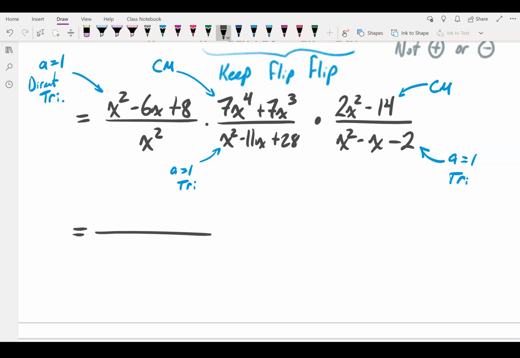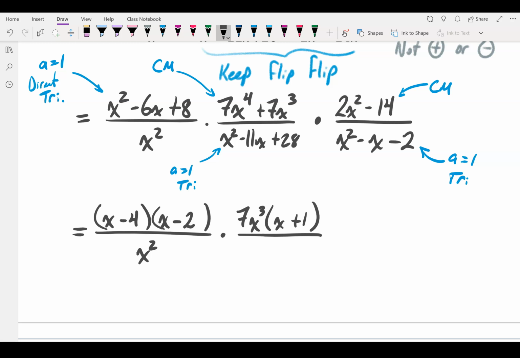I'm just going to go through the factoring. So two numbers that multiply to make 8 and add to make -6, it's -4 and -2. Bottom can't be factored. Next, common monomial of 7 and x cubed. That leaves us with an x plus 1. The bottom, 28 and 11, how do you make that? It's x minus 7 and x minus 4. Some of you might write x minus 4, x minus 7, that makes no difference. Same thing.